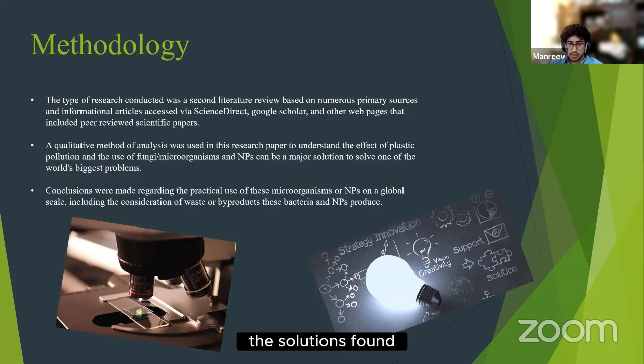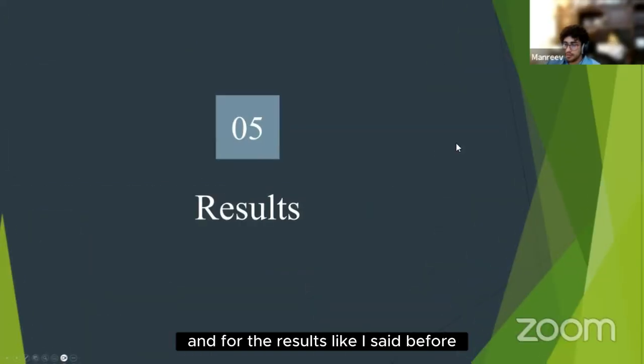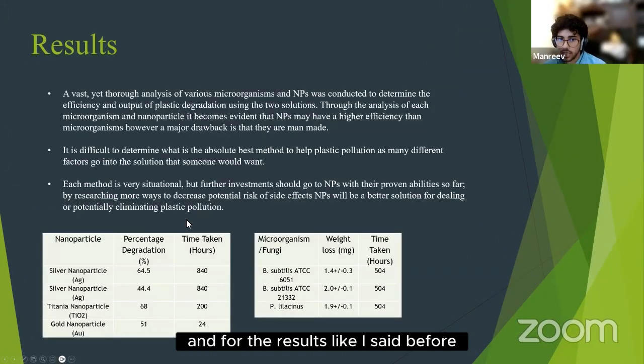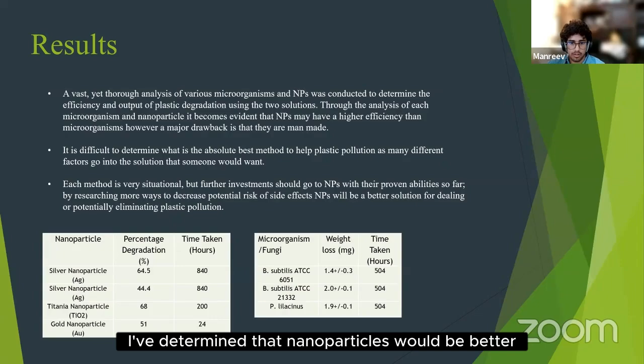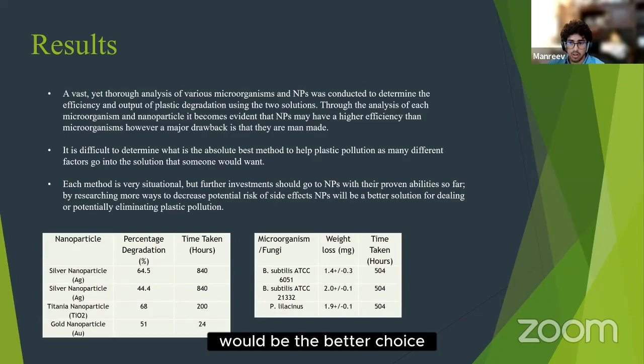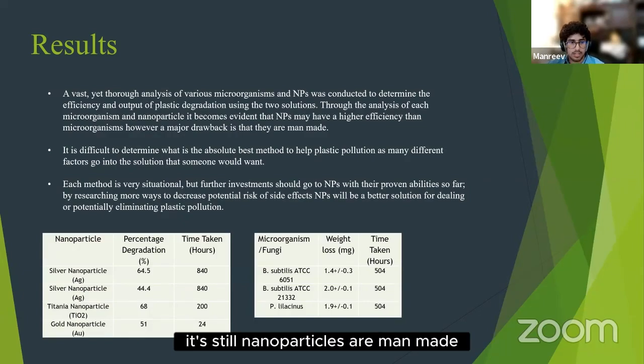The solutions found can help plastic pollution a lot further. And for the results, like I said before, they are hard to compare. However, I've determined that nanoparticles would be the better choice. Although the byproducts may be more harmful and there are a lot of compounds that we need to look at, nanoparticles are still man-made, so they're basically limitless. As technology increases, nanoparticles will get better.